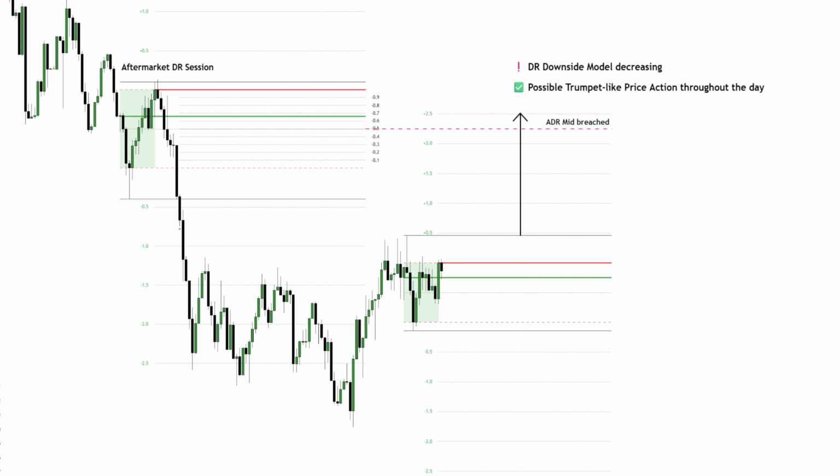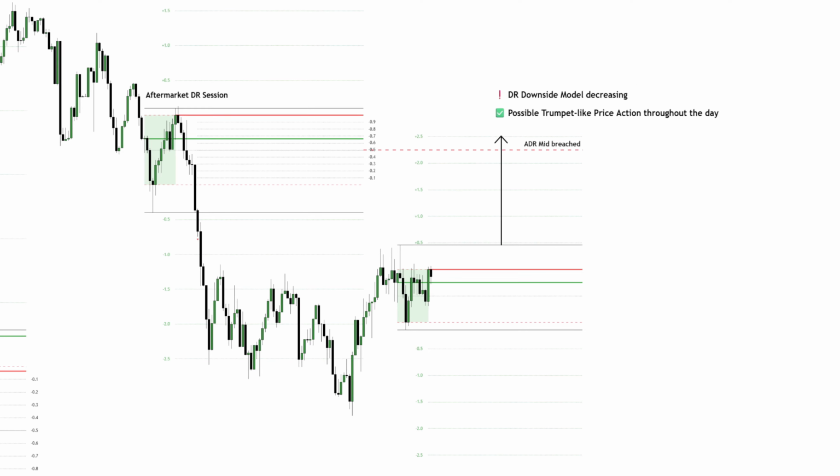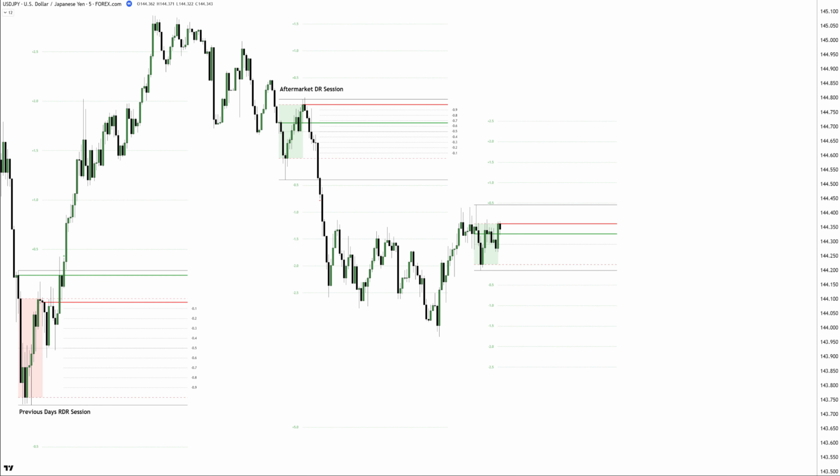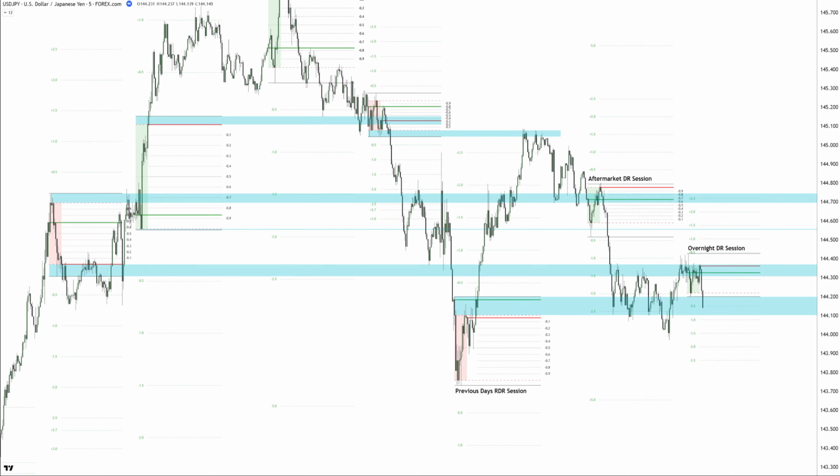If the ADR mid gets breached, the probability of a DR downside model would decrease, which would increase the probability of seeing a trumpet-like price action throughout the day. If the ADR high gets breached, the DR downside model would be broken, which would increase the probability of seeing a trumpet-like price action throughout the day by a lot. 10 minutes later, price confirms into the short direction, which is in this constellation positive for the DR downside model continuation. Let's zoom out to access older DR sessions.